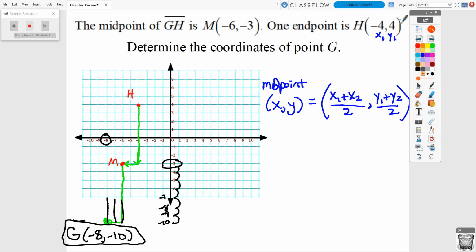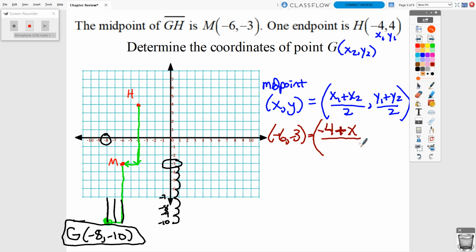That's like x1, y1. And what we're trying to figure out with g, we could call x2, y2. Okay? So let's plug in what we know. So the midpoint we know, right? This is -6, comma, -3 equals, and then x1, that was -4, plus, we don't know the other x coordinate, and I could have these flip-flopped around.